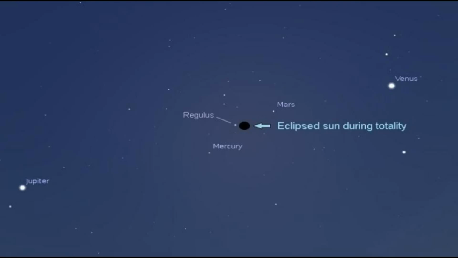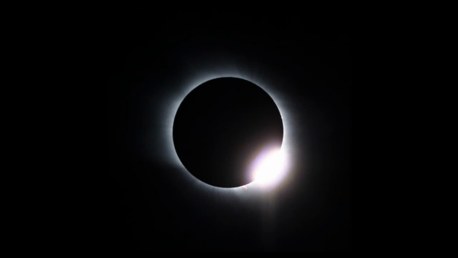Also, during totality, maybe take a quick look around. You'll be able to see 4 different planets: Jupiter, Mercury, Mars, and Venus. At our location at Lindbergh High School, we'll experience about 1 minute and 40 seconds of totality.